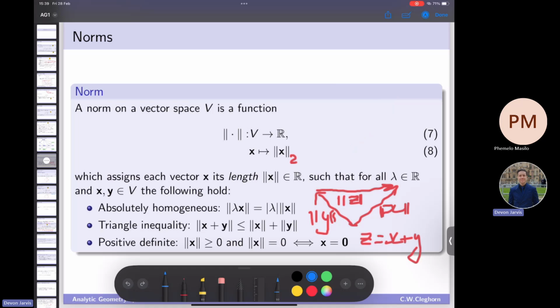And then lastly, we have the positive definiteness case. Your norm must always be greater than or equal to 0. So there's no such thing as a negative length of a vector. And if the norm is 0, then that means the vector itself had to be the 0 vector. We don't want to be taking a vector that's sitting at 2, 1 and saying that it has no length. The only time when a vector has no length is when it's sitting at the origin of our vector space itself.